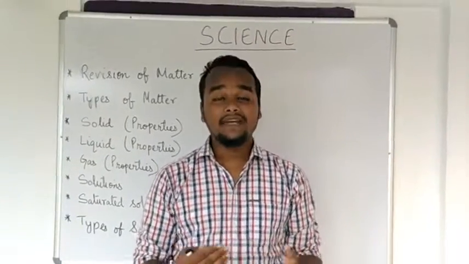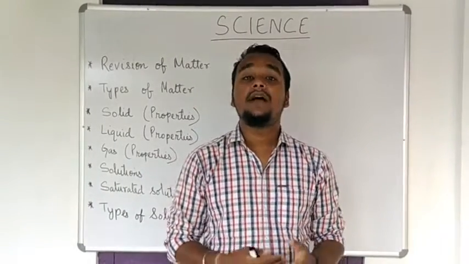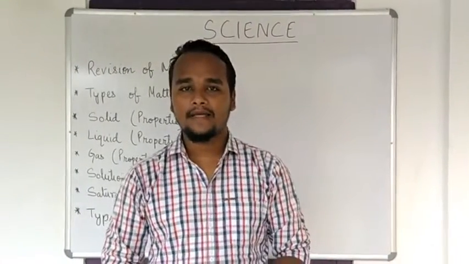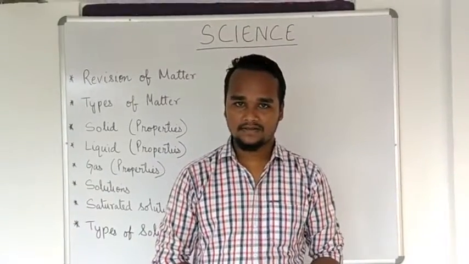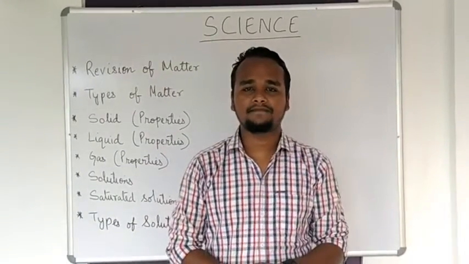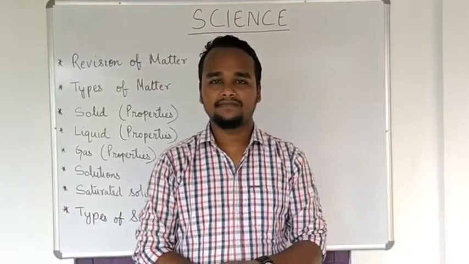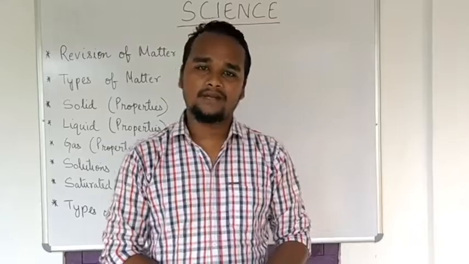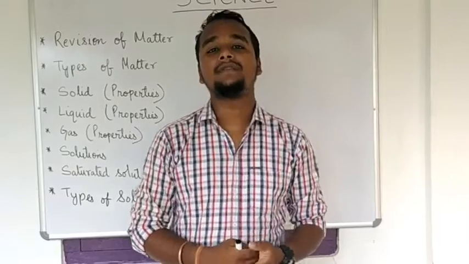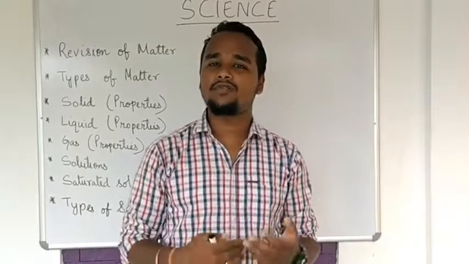I even explained how to categorize anything as matter. Any object which has mass and which occupies space will be considered matter. That means to classify anything as matter, we need these two characteristics. Then we moved on to the types of matter. In that we studied solids, liquids, and gases. Let us do a quick revision of all those, then we will proceed to a newer topic.